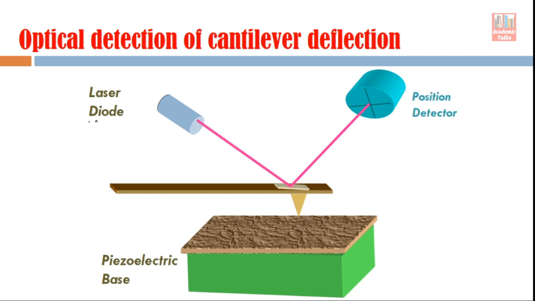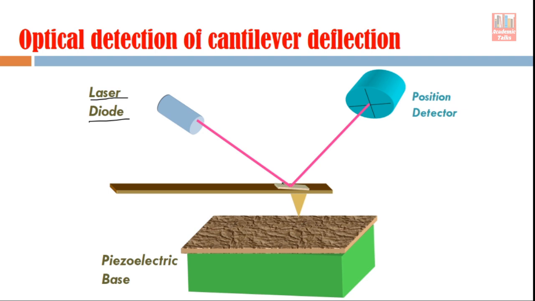There is a laser diode. That laser diode generates light in the form of a fine beam. That light falls on the back of the cantilever, and the location of this point where the light falls is exactly behind the probe tip, because that will give us more sensitivity. This light is reflected, and the reflected light reaches a detector.